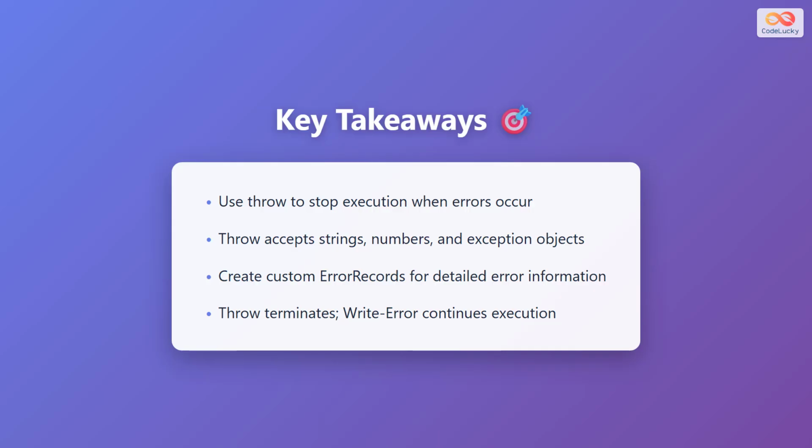Let's recap the key points. Use throw to stop execution when errors occur in your scripts. Throw accepts strings, numbers, and exception objects, giving you flexibility in how you generate errors. You can create custom error records for detailed error information that includes exception types, error IDs, categories, and target objects. Finally, remember that throw terminates script execution, while Write-Error continues execution. Understanding these concepts will help you build more robust and reliable PowerShell scripts.